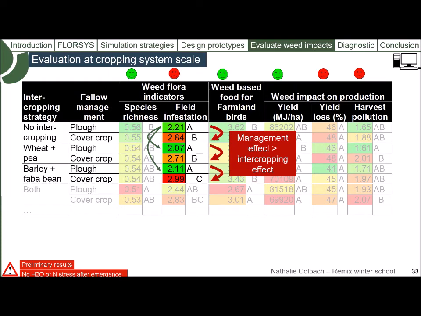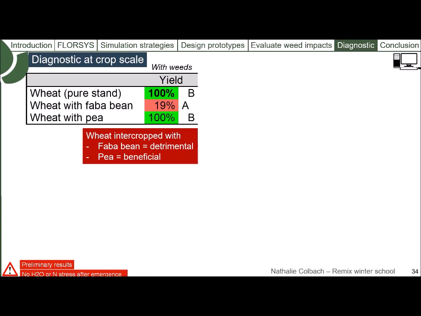To understand these differences, we first of all looked at potential yield, which comes from the simulations without any weeds and allows us to understand crop-crop interactions. Again, if wheat is intercropped with faba bean, its yield decreases by approximately 80%, whereas if wheat is intercropped with pea, there's nearly no change in yield compared to wheat in a pure stand. This means that wheat growth is hindered much more by faba bean, and there's actually not much effect of pea on wheat growth.